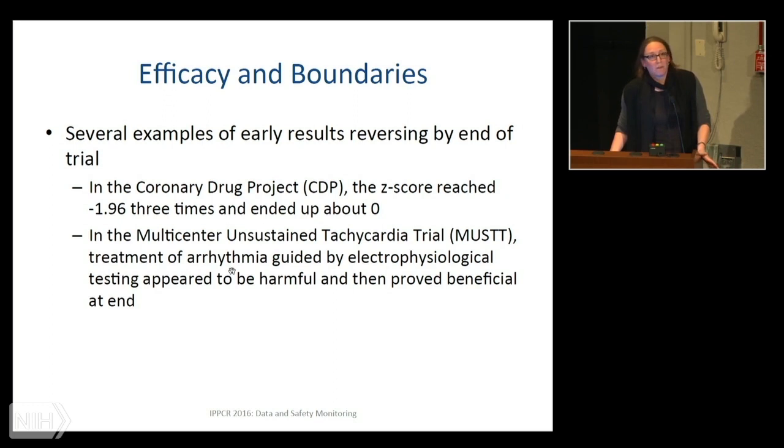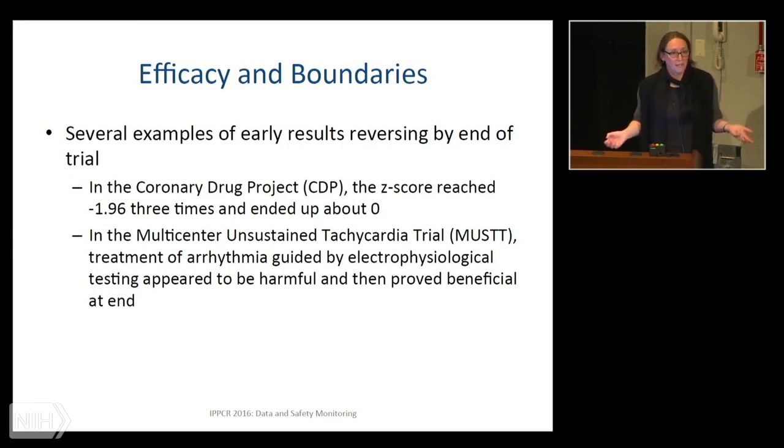And that appeared harmful right away and stayed that way for quite a bit, and then in the end actually proved to be beneficial. So I think these sorts of examples emphasize the need for an interdisciplinary body that can really think about the pluses and minuses, the risk-benefit to the patient. And also, if you stop too early, you're not going to convince anyone that the treatment was harmful or beneficial. That's the worst-case scenario.